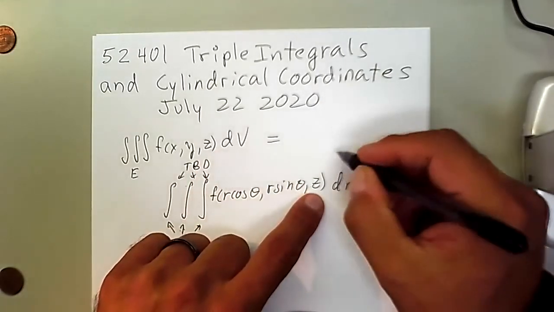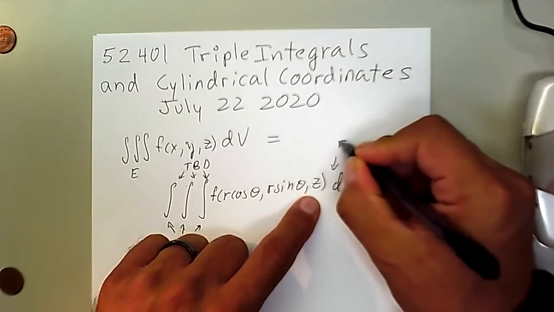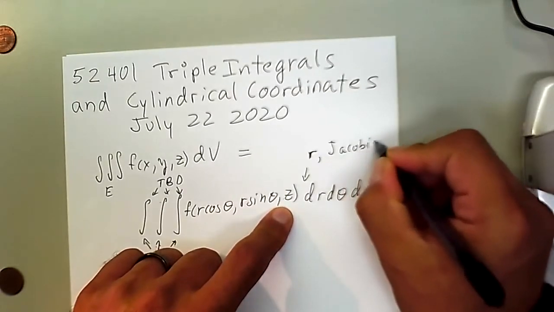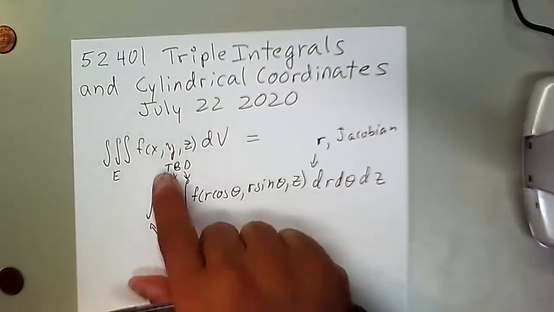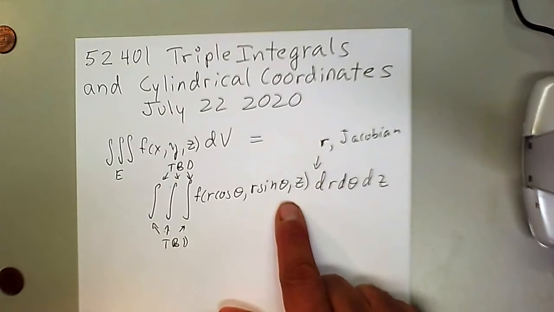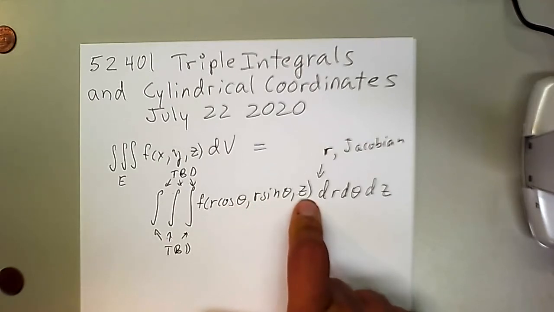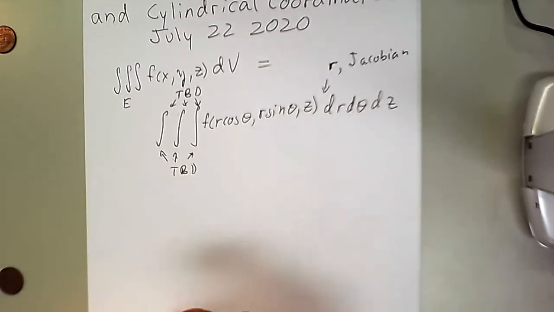But I'm missing something here. We've got to multiply by r, which is the Jacobian of the change. So don't forget to multiply by r when we are changing from Cartesian coordinates to polar coordinates. Well, these are polar in x, y. When we include the z, then we call them cylindrical coordinates. But essentially, it is the same thing as polar. Let's view a couple of examples.